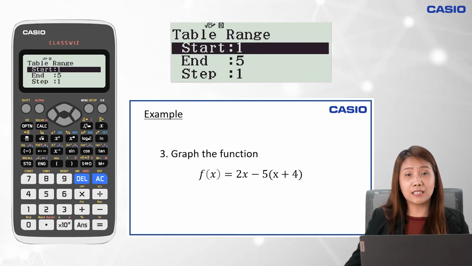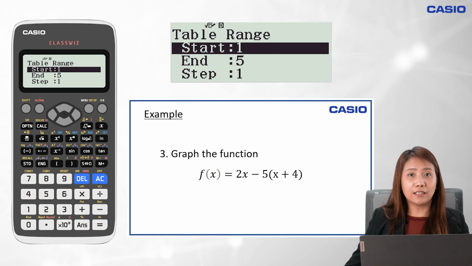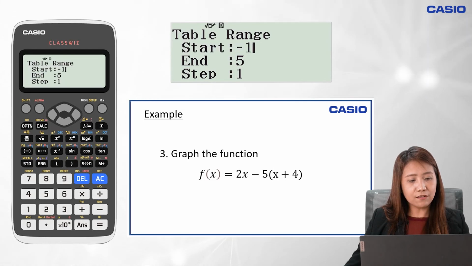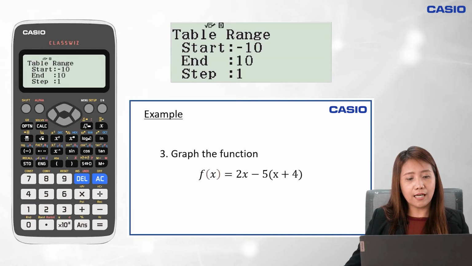Again, it will direct us to the table range. For the table range, we can decide on the range of values since there is no table provided. For instance, we can have negative 10 to 10. So let's key in negative 10, and 10 for the end.